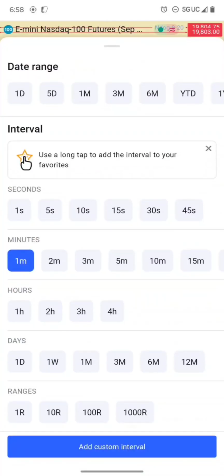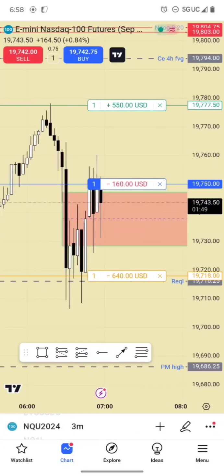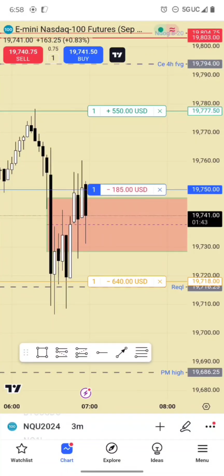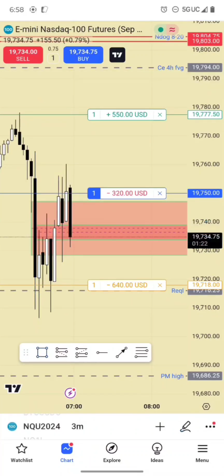But still, we're kind of gyrating around. We got 2 minutes for Powell. So I go ahead and I move to the 3 minute. And what I see on the 3 minute is I see another volume imbalance, and I see another fair value gap that we've tapped into, which is that right there.